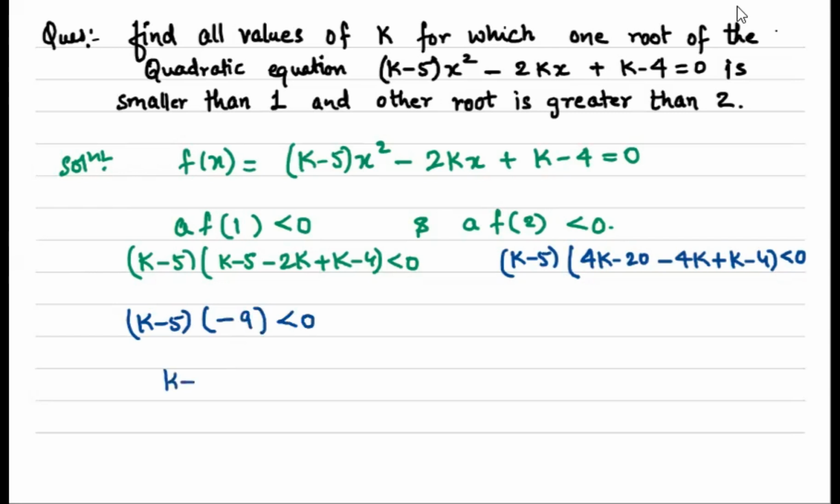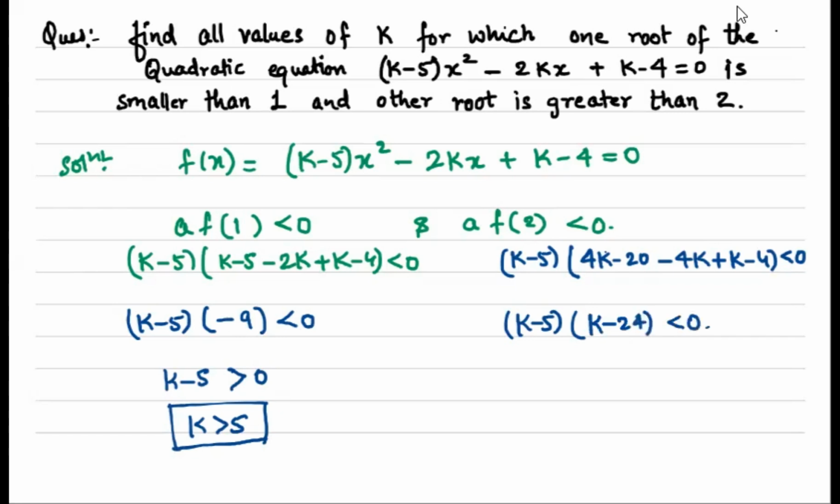So from here we get k minus 5, multiplying both sides by minus, this will become greater than 0, or k is greater than 5. This is what we get from the first case. And from the second case, we get k minus 5, 4k and 4k cancels out. We get k minus 24 is less than 0. So put them on the number line. We get 5 and 24, and using the wavy curve method, plus minus plus. So where it is less than 0 belongs to 5 to 24.